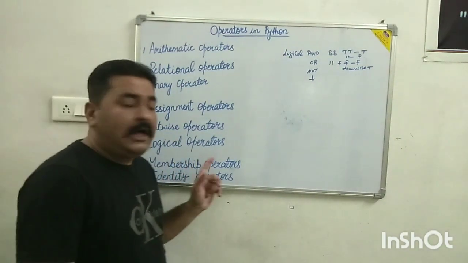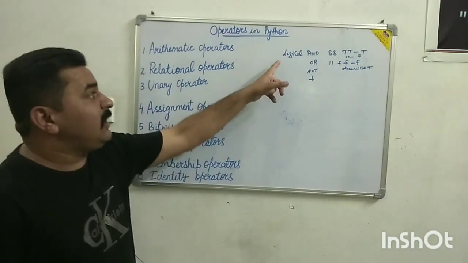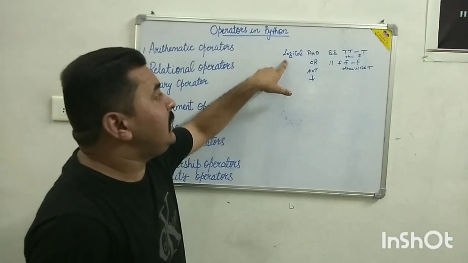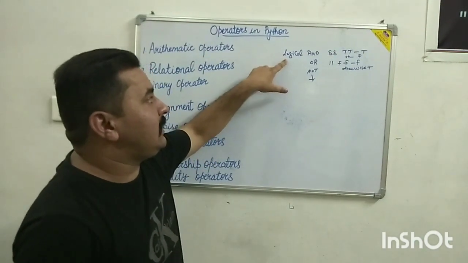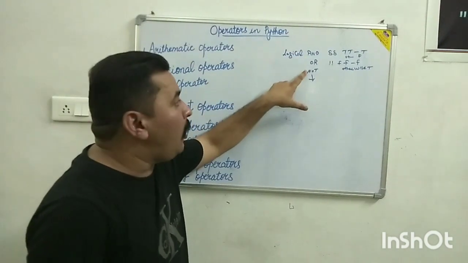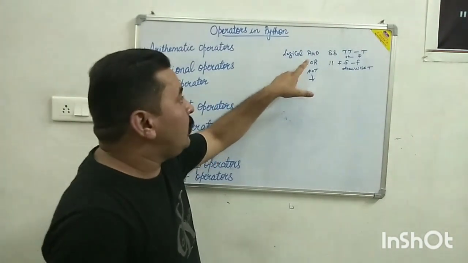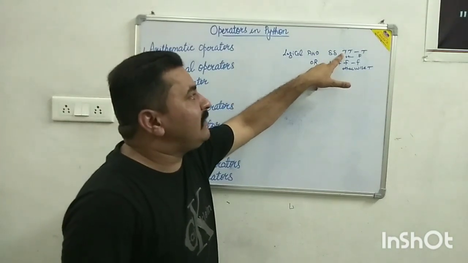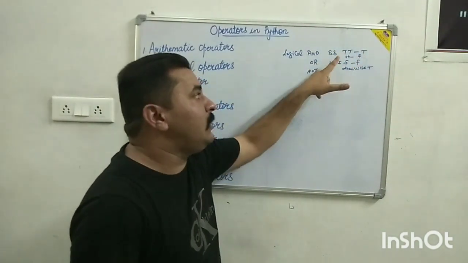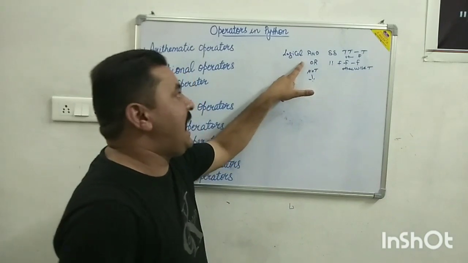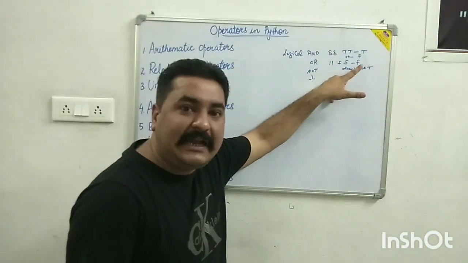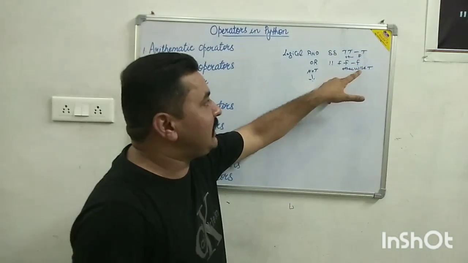So the next one is a logical operator. Logical operator means there are three values in logical operator: logical AND, logical OR, and logical NOT. In logical AND, we are assigning the AND sign here. If both the values are true, then the result is also true, otherwise false. And in logical OR, if both the values are false, then the resultant is also false, otherwise it is true.